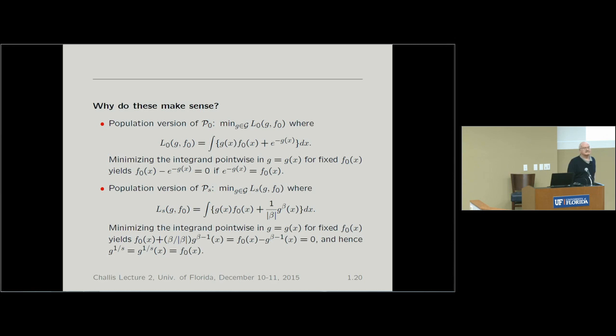Bingo. That's very promising. Even though it's simple-minded, I haven't done any fancy optimization theory there. I'm just minimizing pointwise under the integral. But this is proving Fisher consistency when the model is true. It actually proves you're going to get the right thing.